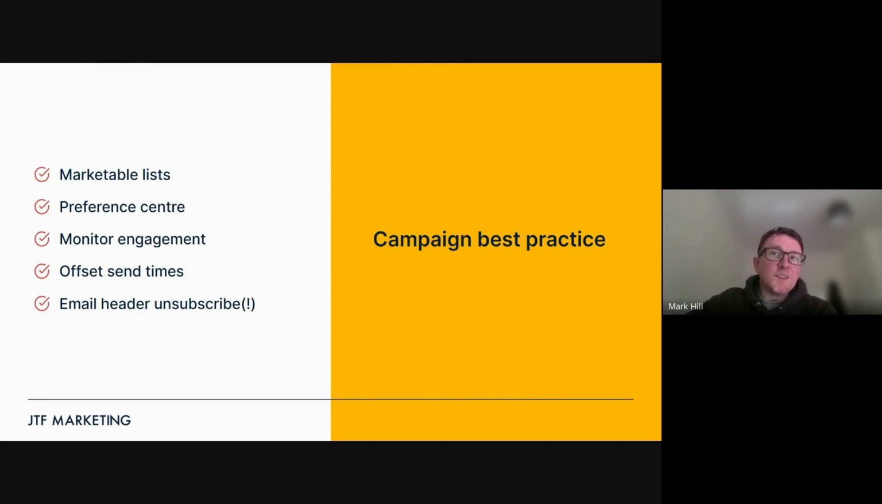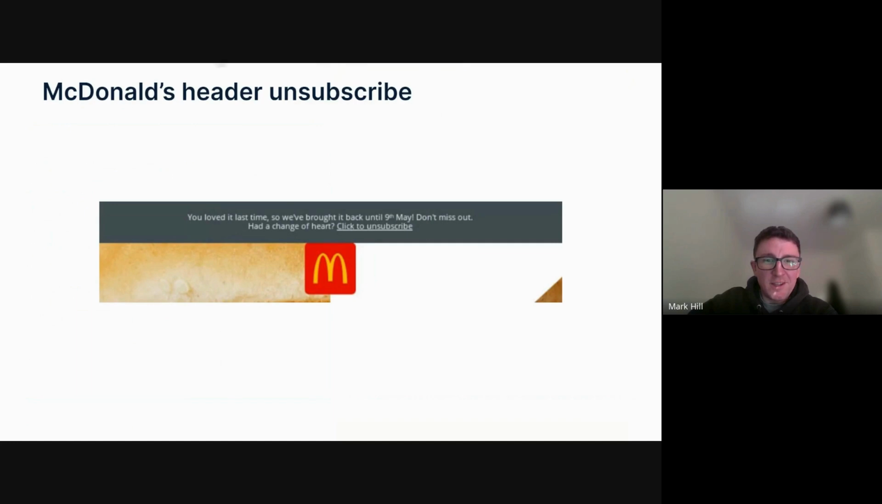But obviously the issue is that most of those links are buried at the bottom of emails. So you might be interested in adopting McDonald's approach. They keep their complaints low by transparently positioning the unsubscribe link in the email header. It's a bit of a controversial one, but I'll show you it here. So yeah, you can see it's right at the top of the email message, just by the logo. So people can easily see it, and if they want to unsubscribe, then they have the choice to unsubscribe.